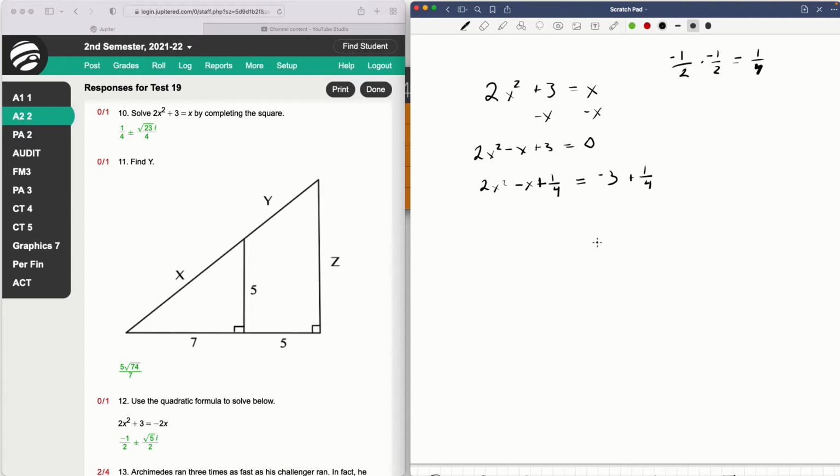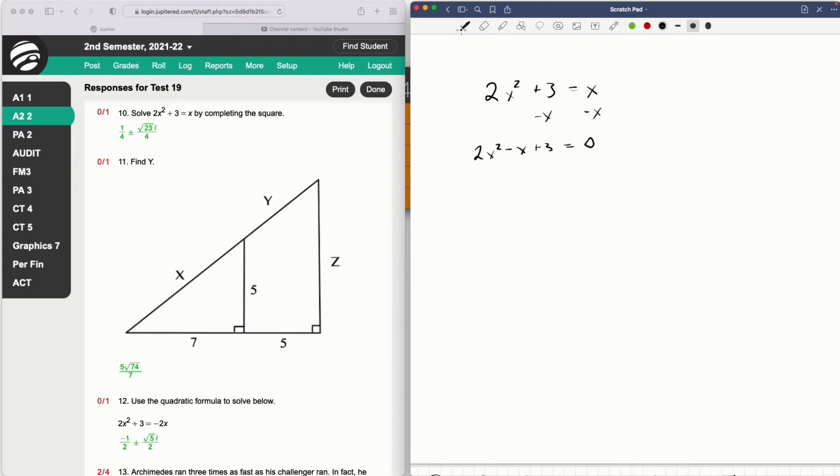So now I can factor this, and that's going to be 2. Oh, I'm sorry. I do this all the time. Every time I do this wrong. You've got to get rid of the lead coefficient first. Divide everything by 2.